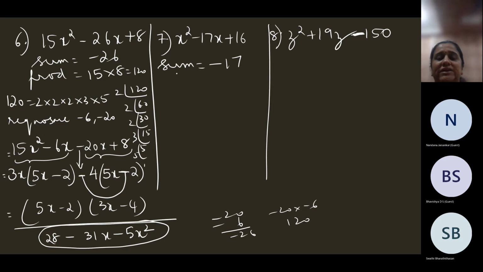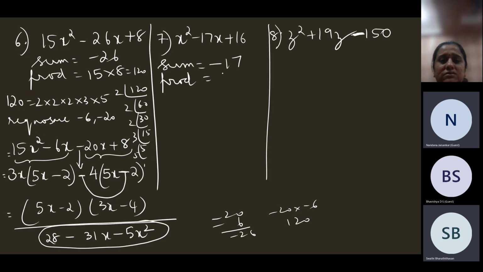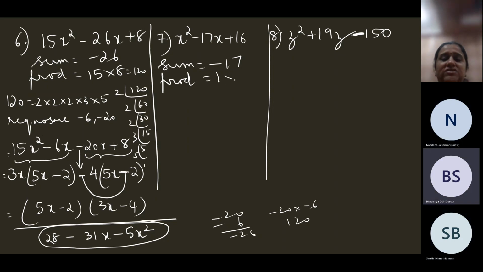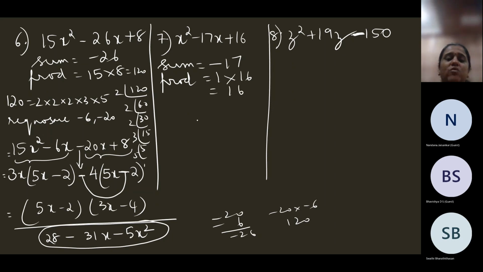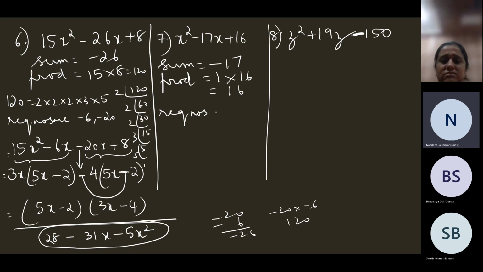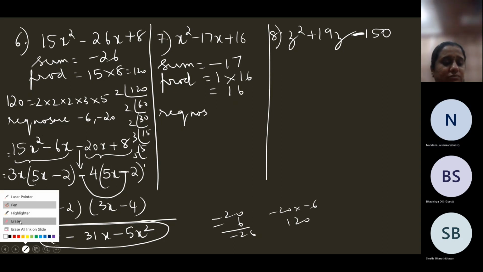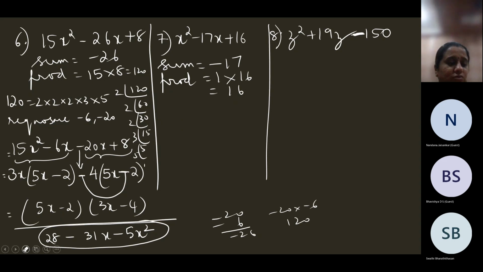Okay, here the sum is minus 17. What is the product, children? And the product is 1 into 16. 1 into 16, 16. Yes, ma'am. What are the required numbers? Ma'am, the required number is 2 into 2 into 2 into 2. Okay, 1 minute. So 16 is 2 into 2 into 2 into 2. Yeah, correct. So what are the required numbers? How will you get the sum as 17, children?